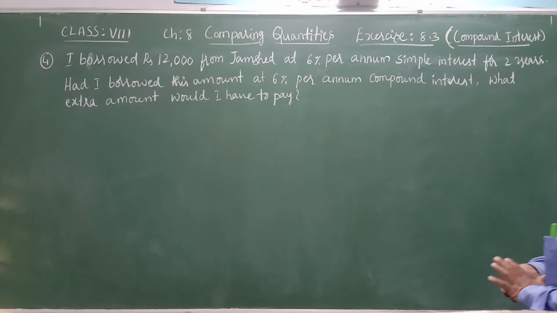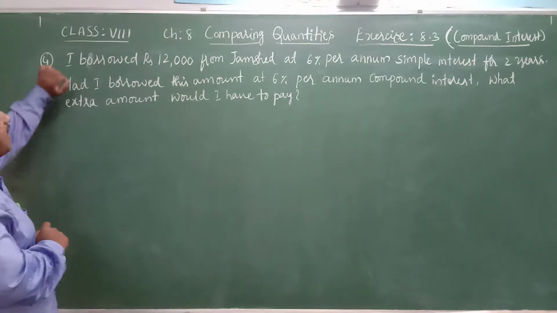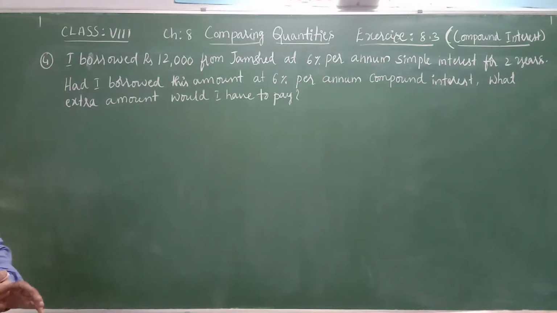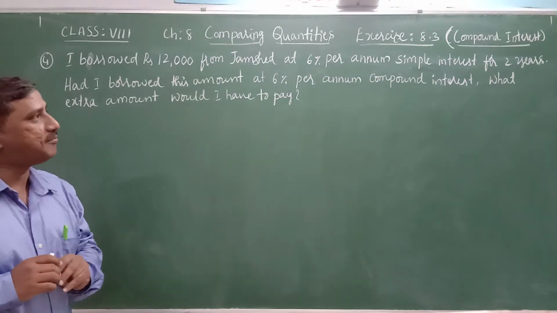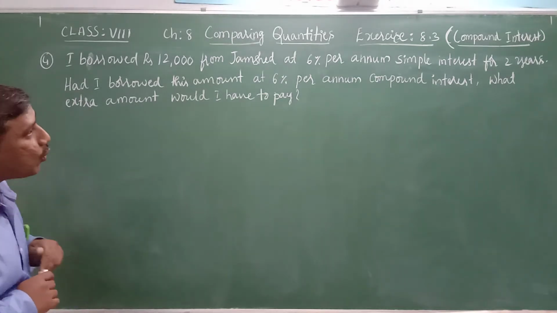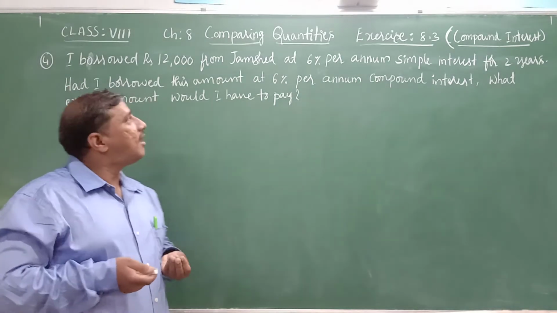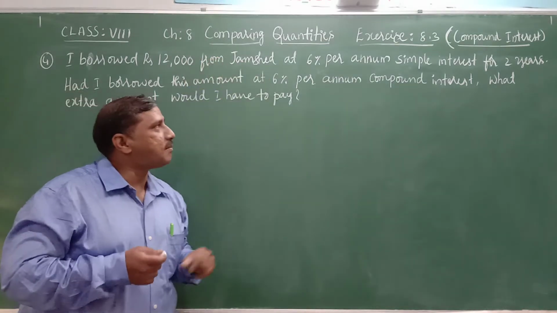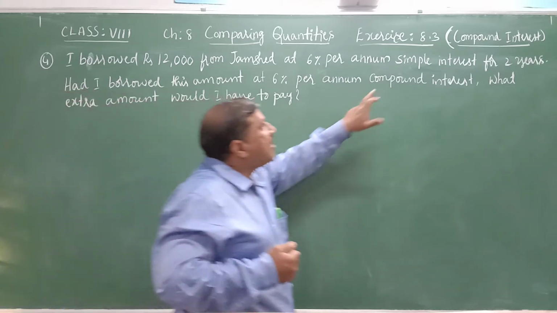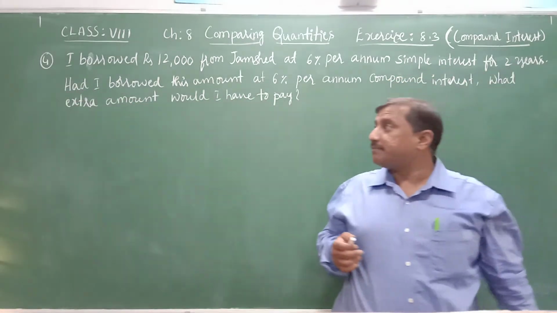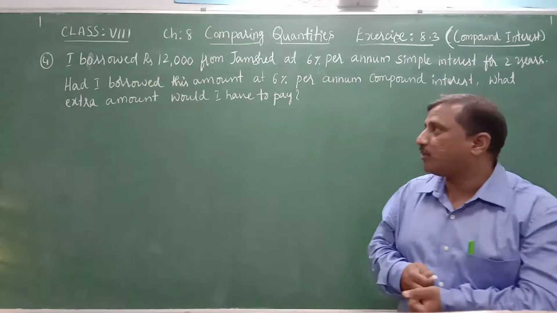Now we will discuss exercise number 8.3, the fourth question. I borrowed rupees 12,000 from Jamshed at 6% per annum simple interest for 2 years. So I borrowed how much? 12,000 rupees. The rate of interest is 6% per annum for how many years? 2 years. On which basis is it? Simple interest. So I have to pay some interest to him along with the principal amount.